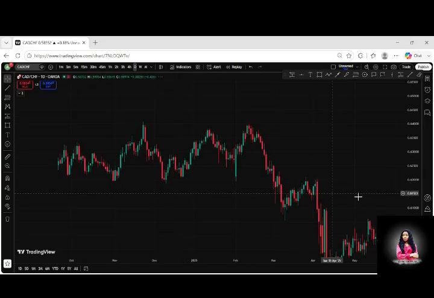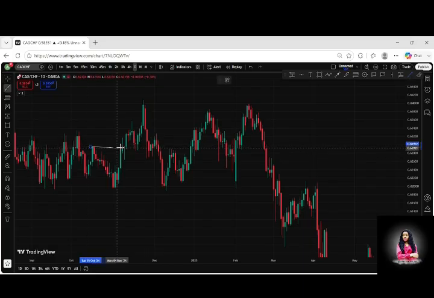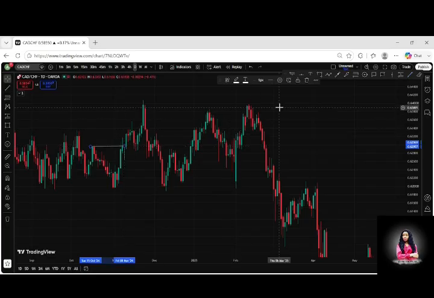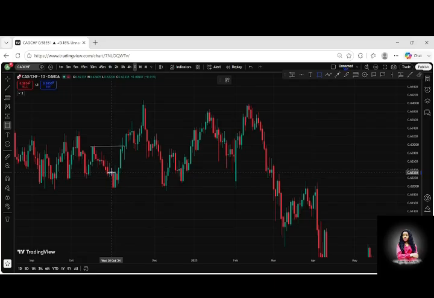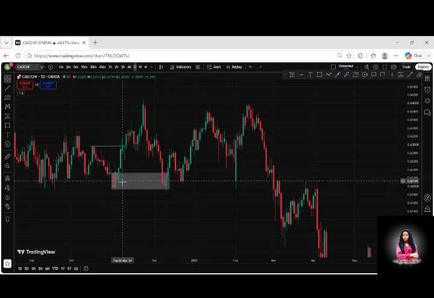Alright, so we have one here. This was a break of structure around this area, and we had our demand zone like this. Whenever I'm marking out my zone, I leave a few pips down. So this was our demand area. We are simply waiting to see what the market will do at this level before we enter the market.